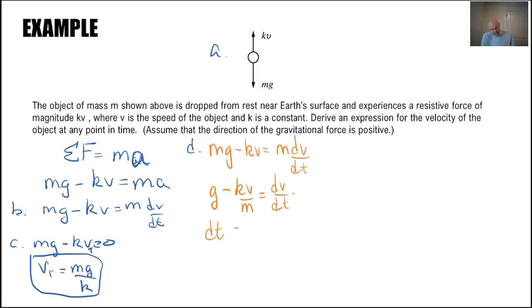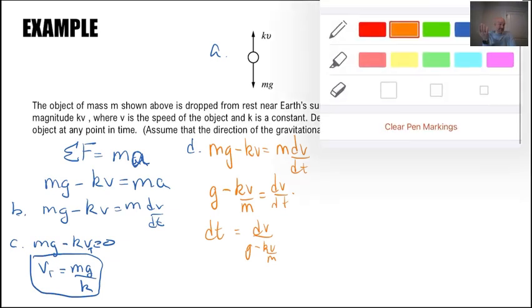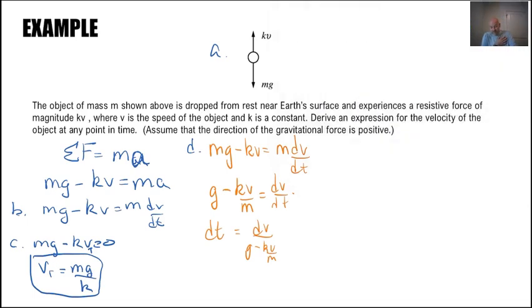dt, right, equals g minus kv over m, or sorry, that should be dv over, right, g minus kv over m. Now I have to have that in there because, right, it's a minus sign. I can't bring that, kv over m over, and plus I need a variable of integration. So now to get rid of the d's, I take the integral from 0 to t and from 0 to v of t. Okay, and so on the left-hand side, this becomes t.